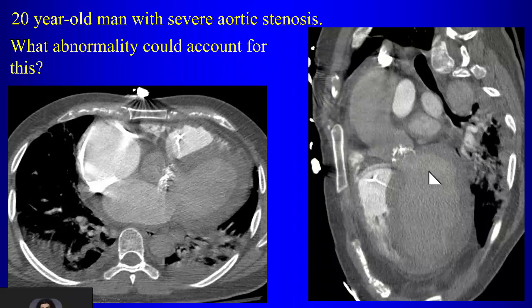The heart itself, besides the calcified aortic valve, what else is abnormal? Yeah, there's a big heart. What's big? What chambers are big? Especially what chamber? Right atrium is a little on the big side, but what chamber really strikes you as big here? Yeah, the left ventricle, right? So what else about the left ventricle? It's big and it's thick, right? It's hypertrophy. Does that surprise you as somebody with severe aortic stenosis?